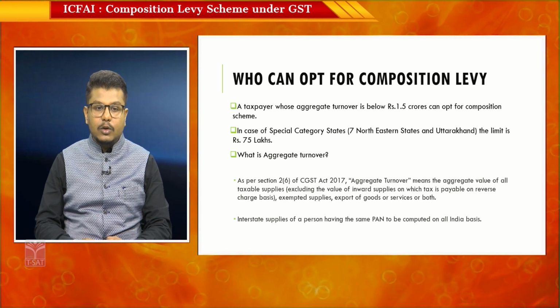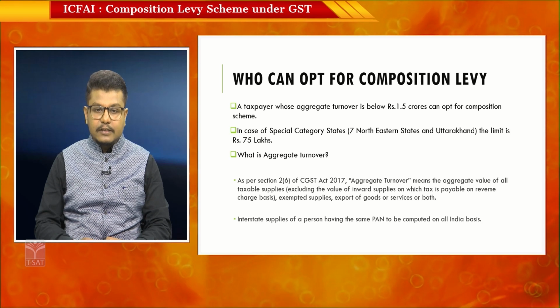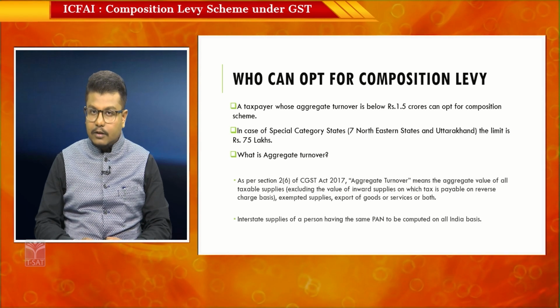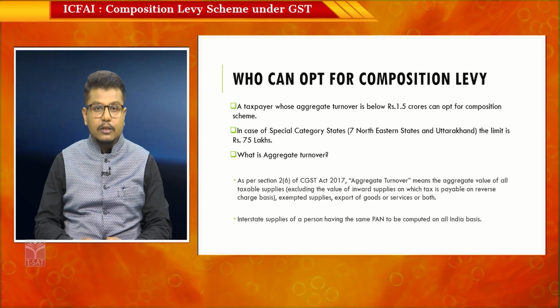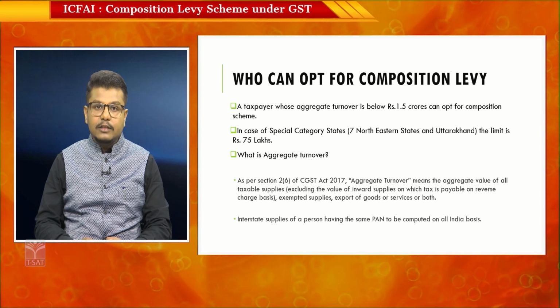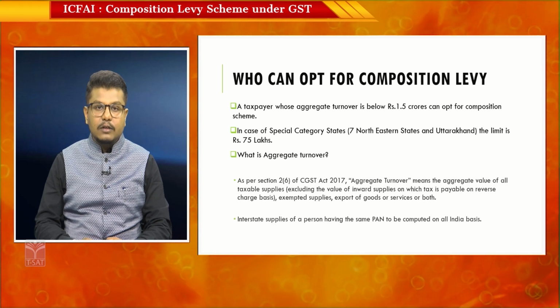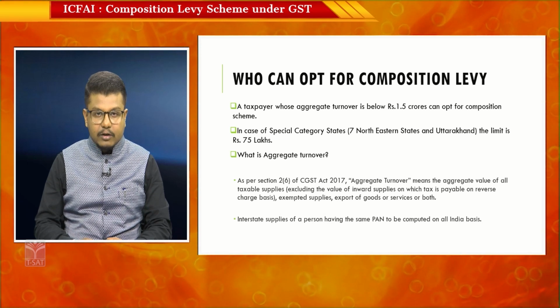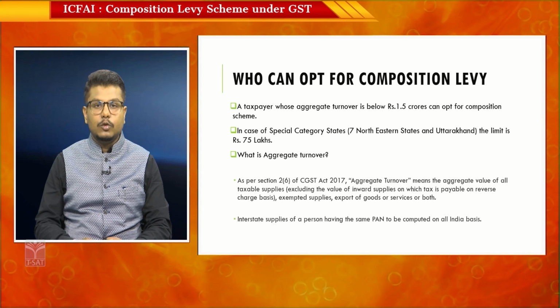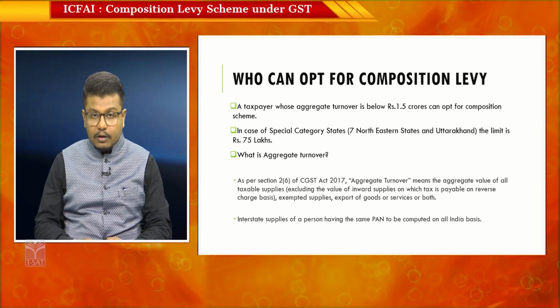And with regard to interstate supplies of a person having the same PAN number, all the supplies that has been done by such taxable person throughout the whole country will be considered in a cumulative form. That means all the supplies are going to be considered as part of his or her aggregate turnover. And only if such aggregate turnover is below the aforementioned limit, then only the person can opt for composition levy. Otherwise, the person mandatorily need to go for normal levy.